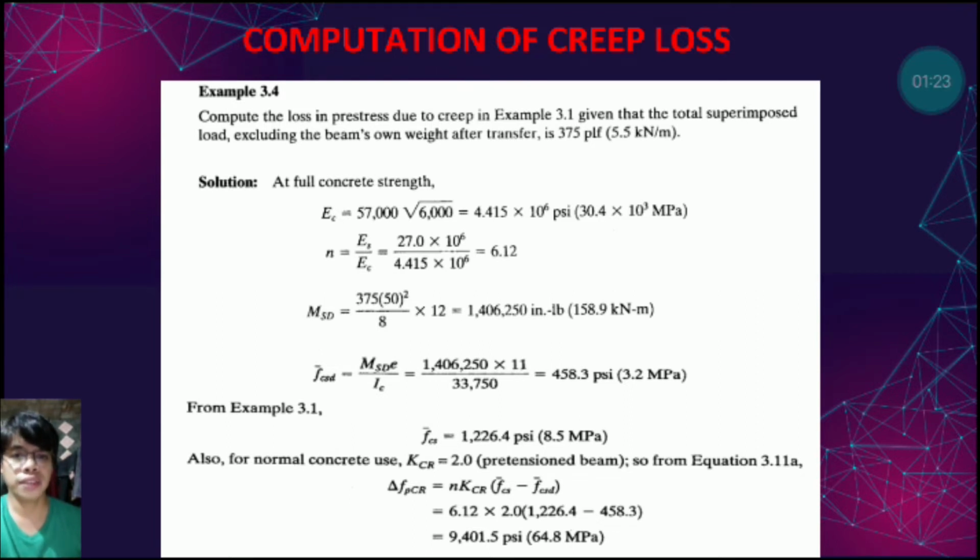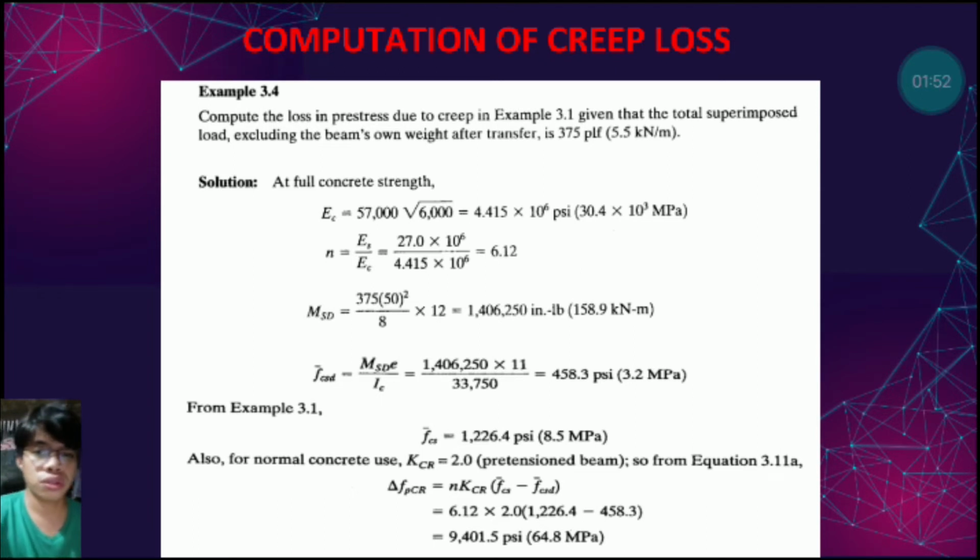At full strength of the concrete, the modulus of elasticity is equal to 57,000 times the square root of FC prime. So that's 57,000 times the square root of 6,000. Our modulus of elasticity for the concrete will be 4.415 times 10 raised to 6 psi. We know that from the first problem, the modulus of elasticity of the prestressing strand is 27 times 10 raised to 6 psi.